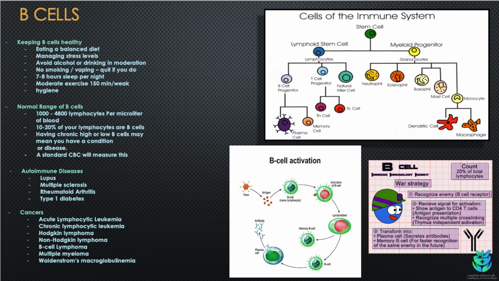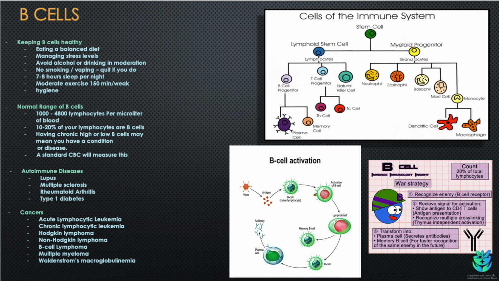Testing can tell you what your B cells are doing. 1,000 to 4,800 lymphocytes per microliter of blood is normal. 10 to 20% of your lymphocytes are B cells, and having chronically high or low B cells may mean you have a condition or disease. And a standard CBC test can measure this.